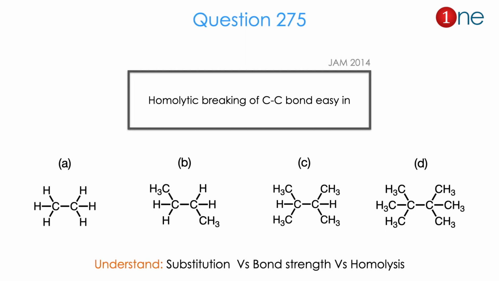Then let us look at the next question. They are asking which has easier homolytic breaking of the C-C bond. They have given ethane and butane. They have given 2,3-dimethylbutane and 2,2,3,3-tetramethylbutane. Basically we are increasing the methyl groups there. So from the question of homolytic breaking, the C-C bond nature, you might realize the question is really about substitution versus bond strength and homolysis. The answer is D. Let us see how.